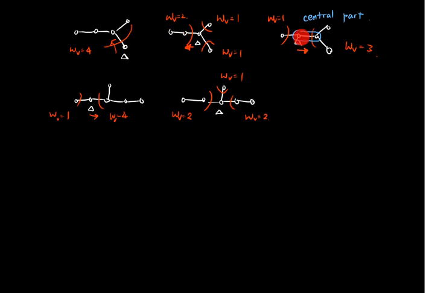Heaviest is on the right, but for this one, the maximum weight among all the branches is equal to 2. But there are 2 branches that achieve this maximum weight. So in this case, we say, okay, we stop here. It's okay. We call this the central part.